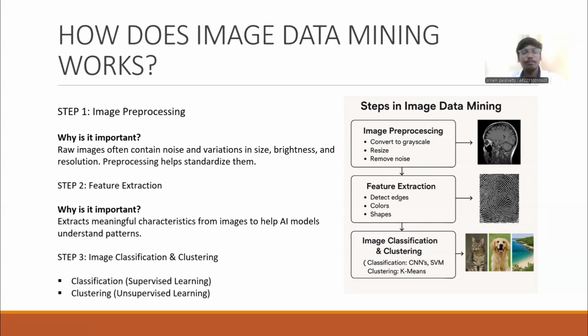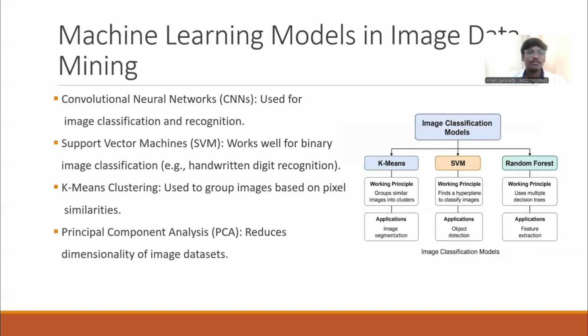Coming to step two, it's feature extraction. Extracting meaningful characteristics from images to help AI models understand patterns. Extracting important elements like edges, shapes, colors, and textures, used in applications like fingerprint recognition and object detection. And the third one is image classification and clustering. Classification assigns labels to images using models like CNNs and SVMs. Clustering groups similar images, often using k-means.